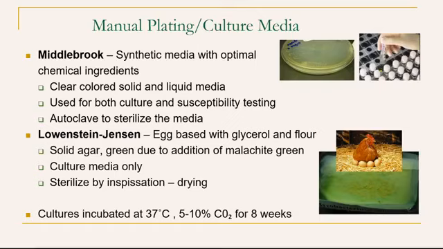Lowenstein-Jensen was created back in the early 1900s. It's a very basic media with egg, glycerol and flour. It's a solid agar only. The green color, which is a very unique kind of shade of green, is due to malachite green. It's only a culture media, and you sterilize by a drying process called inspissation. Cultures, if you're doing manual plating methods, are incubated at 37 degrees, 5 to 10% CO2 for a total of 8 weeks.